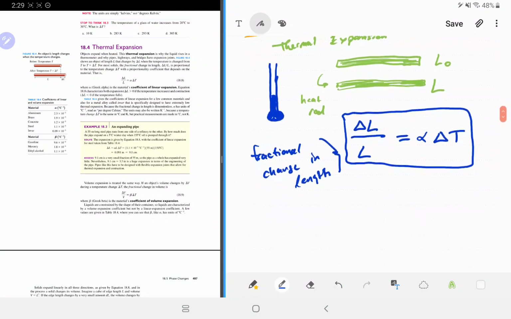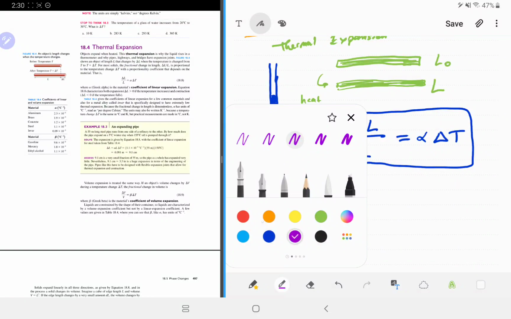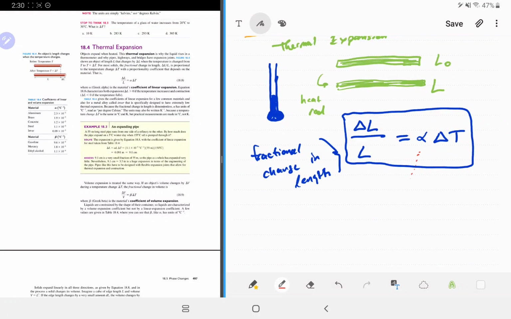Okay, a couple comments. First of all, delta L over L, fractional change in length, is a dimensionless number. So this thing alpha is some quantity that when we multiply by a certain number of Kelvin, or degrees C, more on that in just a second, then we get a unitless quantity. So alpha is going to be some constant, a number per Kelvin.